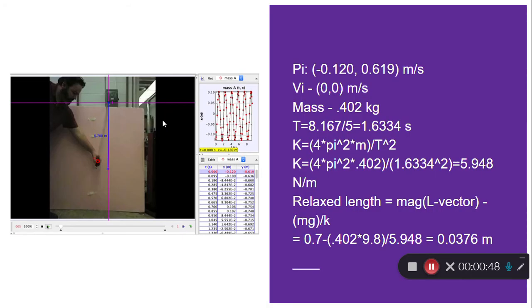So here's the Tracker info. As you can see, the graph follows a sinusoidal type of equation, and that seems to be the pattern that it's following here. You can see that we have the initial position, the initial velocity, the mass, and so on. Also, we finally have used all these pieces to calculate a relaxed length of 0.036 meters.